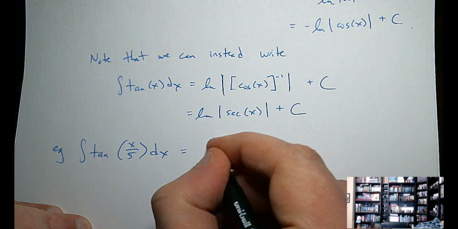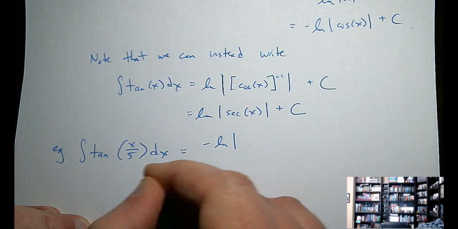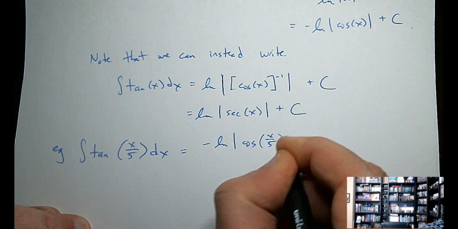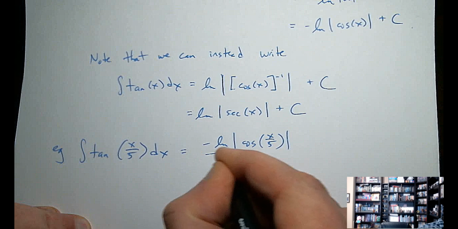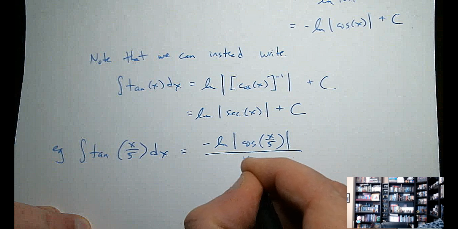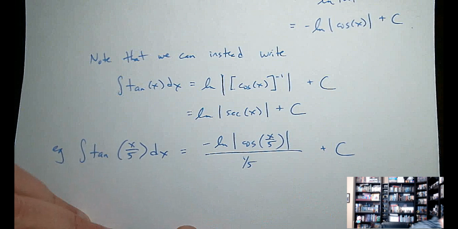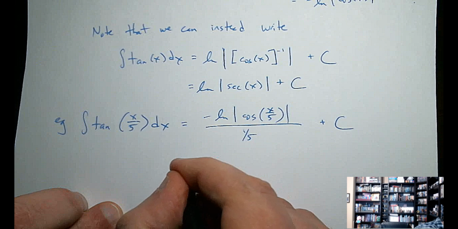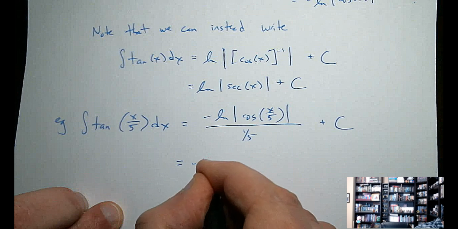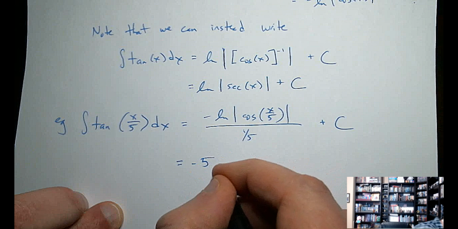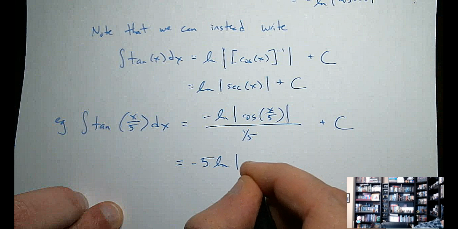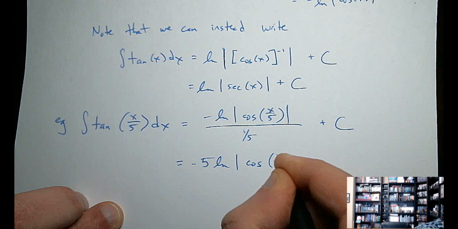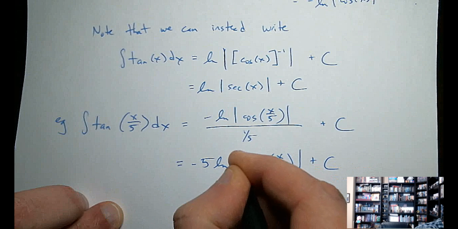So that means we're going to get negative the natural log of the absolute value of cosine of x over 5 divided by the coefficient. So divided by 1/5 plus c. And of course, we'll want to simplify that. Dividing by 1/5 is the same as multiplying by 5. So we can write this as -5 times the natural log of the absolute value of the cosine of x over 5 plus c.